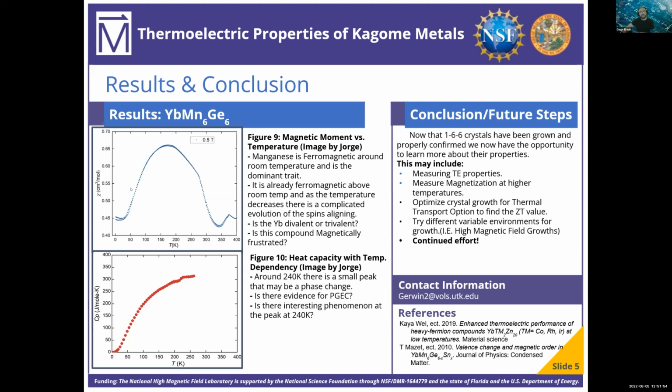And now that we have some information, we can ask questions such as, is ytterbium divalent or trivalent, and is it magnetically frustrated? In addition, we can also look at heat capacity to see if it measures what we would expect. And it does. And around 240 Kelvin, we can also see that it correlates with the magnetic moments. As you can see, there's some peaks right here and here, and that might suggest that there's a phase change. So we want to look closer at these temperature ranges to see if there's any interesting physics phenomena.